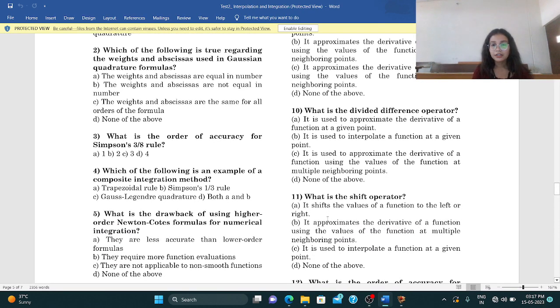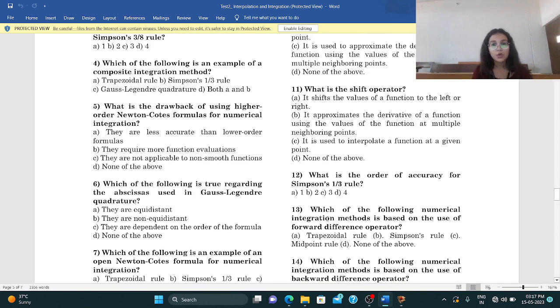Question 10. What is the divided difference operator? Options are A. It is used to approximate the derivative of a function at a given point. Option B. It is used to interpolate a function at a given point. Option C. It is used to approximate the derivative of a function using the values of the function at multiple neighboring points. Option D. None of them. And the correct option is C. It is used to approximate the derivative of a function using the value of a function at multiple neighboring points.